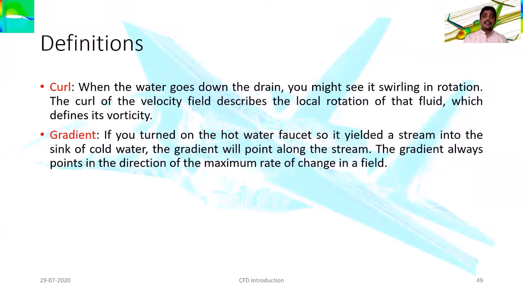How can we define it? Take a glass of water and stir it continuously, and put a piece of paper in that water. That paper actually describes the local rotation of the fluid in which it is happening. So that is defining the curl of the velocity, right? Whenever we say the curl of the velocity, that is defining the local velocity of the fluid flow.